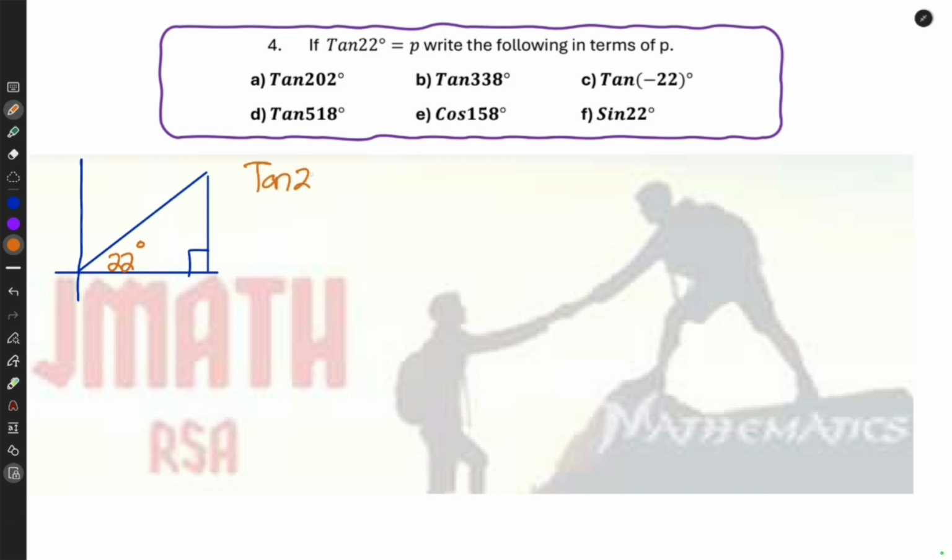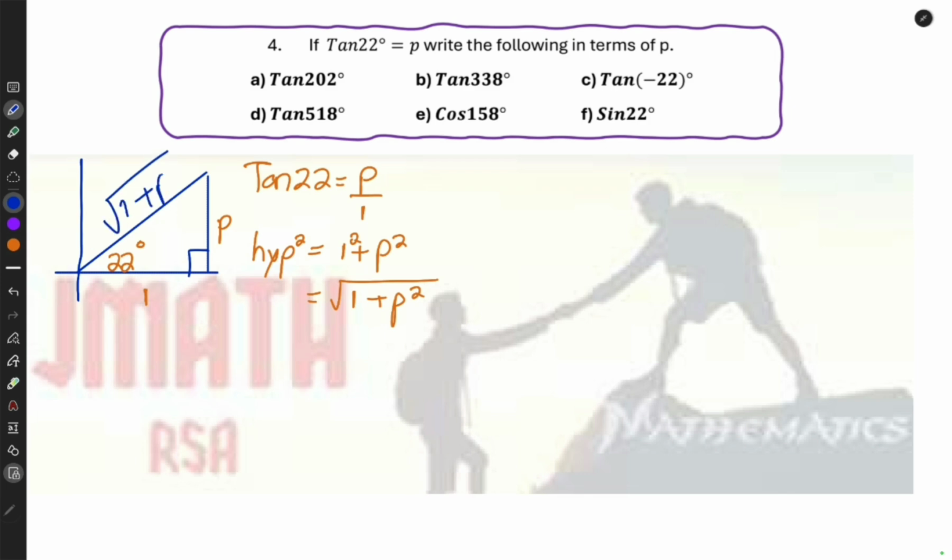So if tan 22 is equal to p over 1, my opposite is p and adjacent is 1. So therefore, I just need to do Pythagoras. Hypotenuse squared is equal to 1 squared plus p squared, and that is then just the square root of 1 plus p squared. Now, many people ask me, why does the 1 squared cancel but not the p? It didn't cancel. 1 squared is just 1. Okay, but the square root cannot cancel anything inside if it is more than one term. So please don't make that mistake. So this one is 1 plus p squared.